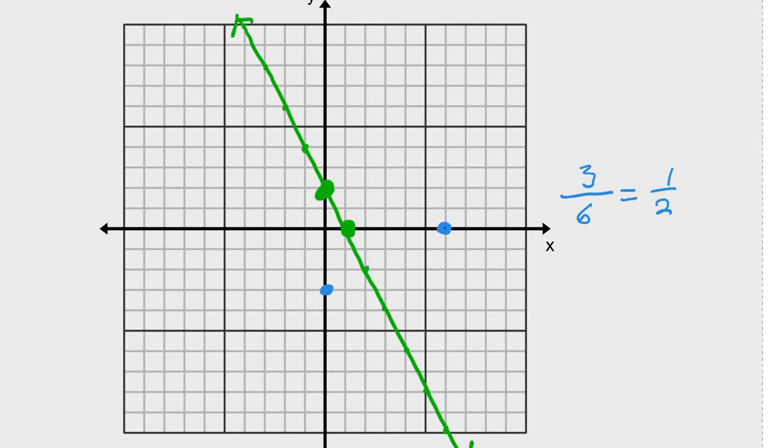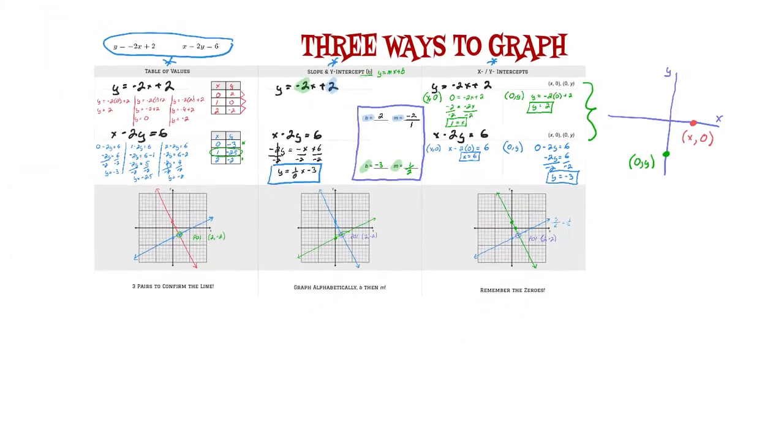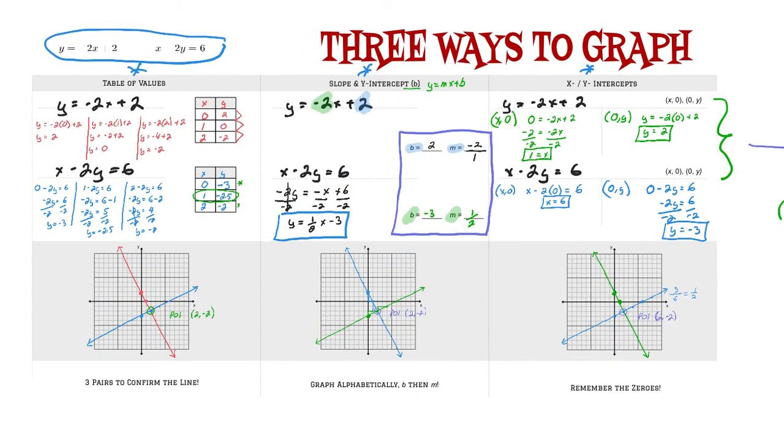So I'm going to go up 1 over 2, up 1 over 2, and now I can see clearly what the pattern is, so I give myself a series of guide dots so I can draw my nice line. Add my arrows, and then again my POI is 2, negative 2. So now we've proven that these 3 methods to graph 2 lines work, and you get the same result each and every time.